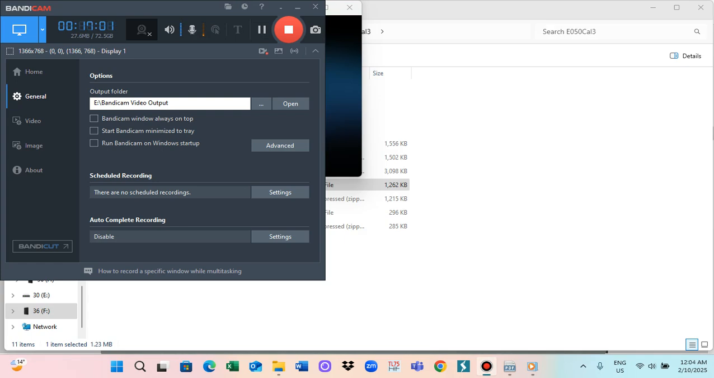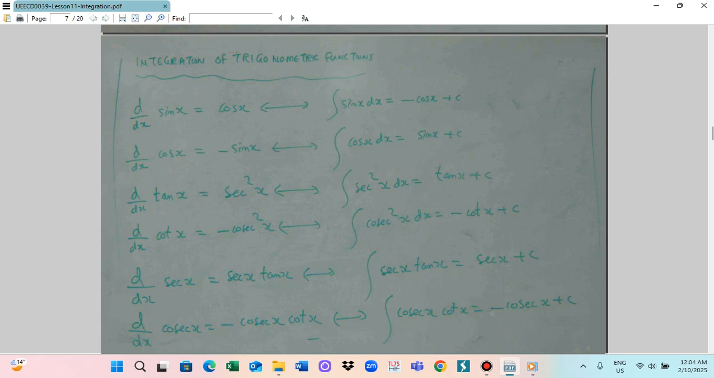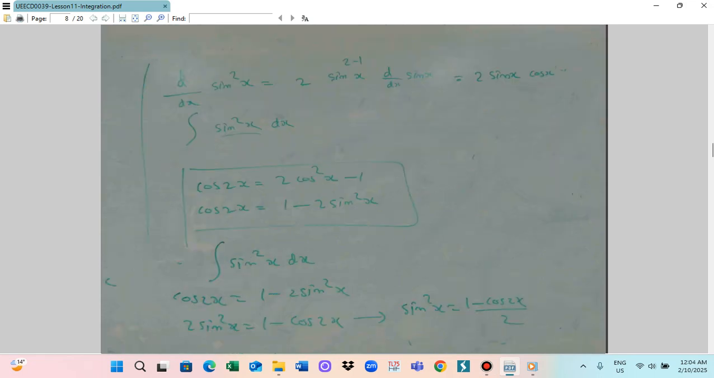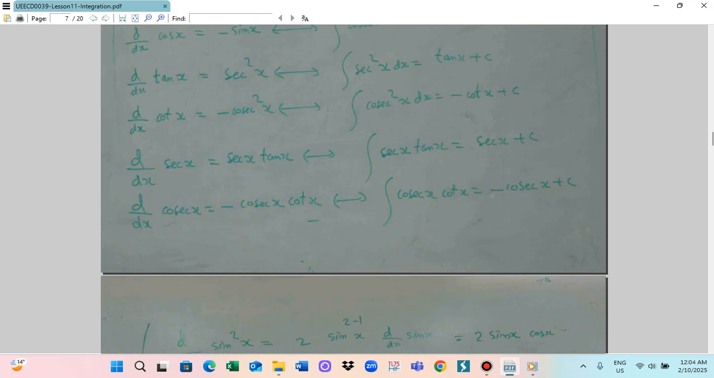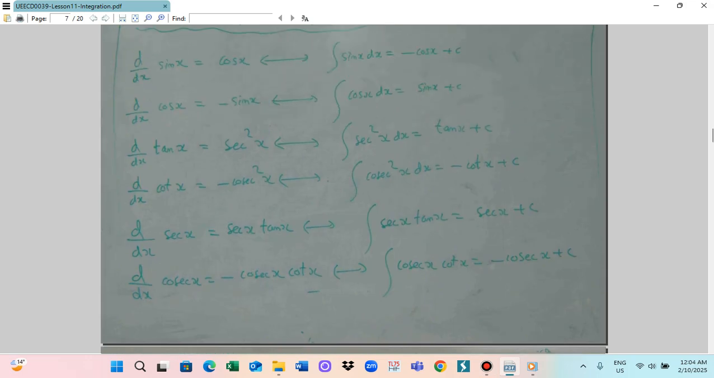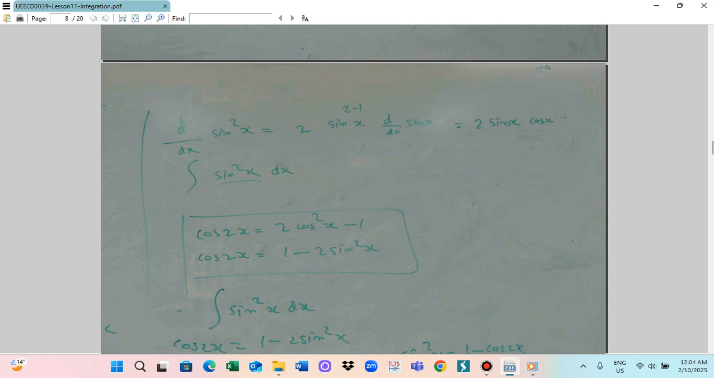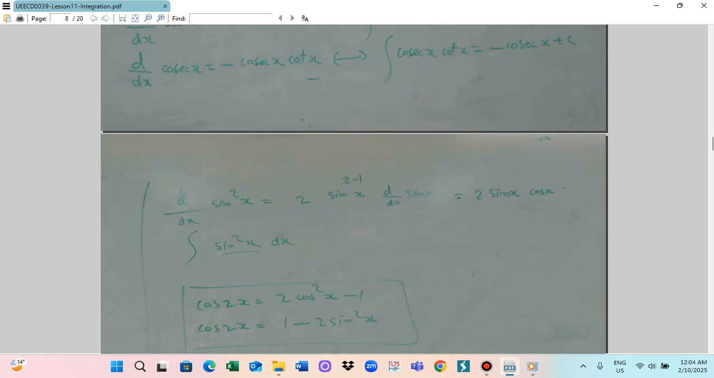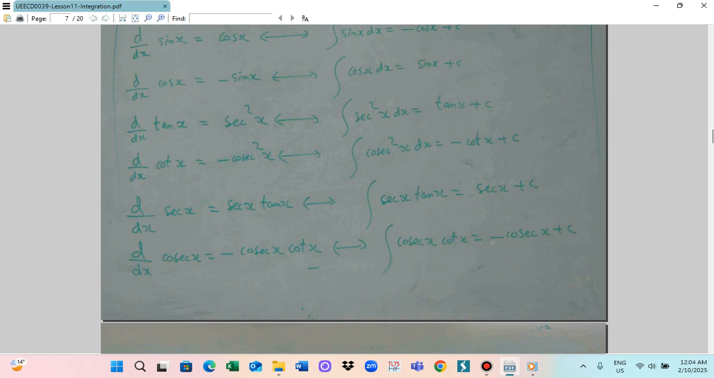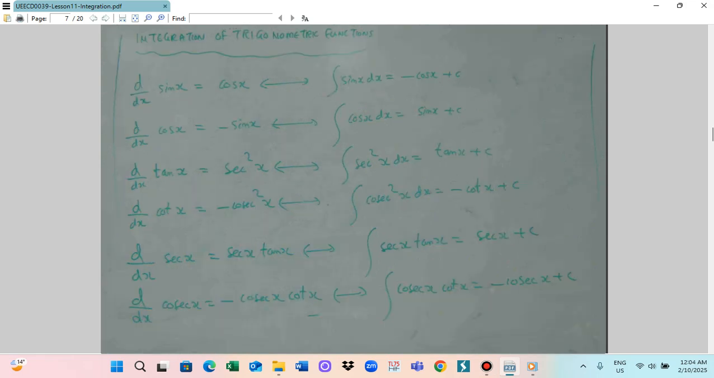So we cannot directly integrate the tangent square, but you can integrate the secant square. The formula is integration of secant square A dA is equal to tangent A plus C. So this is the formula. You cannot directly integrate the tangent square, but you can integrate the secant square.